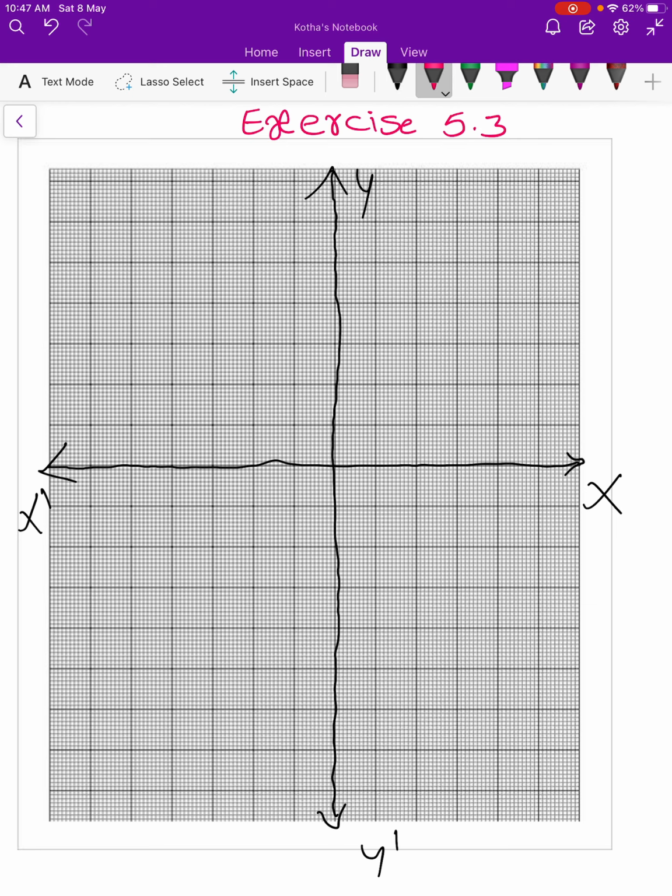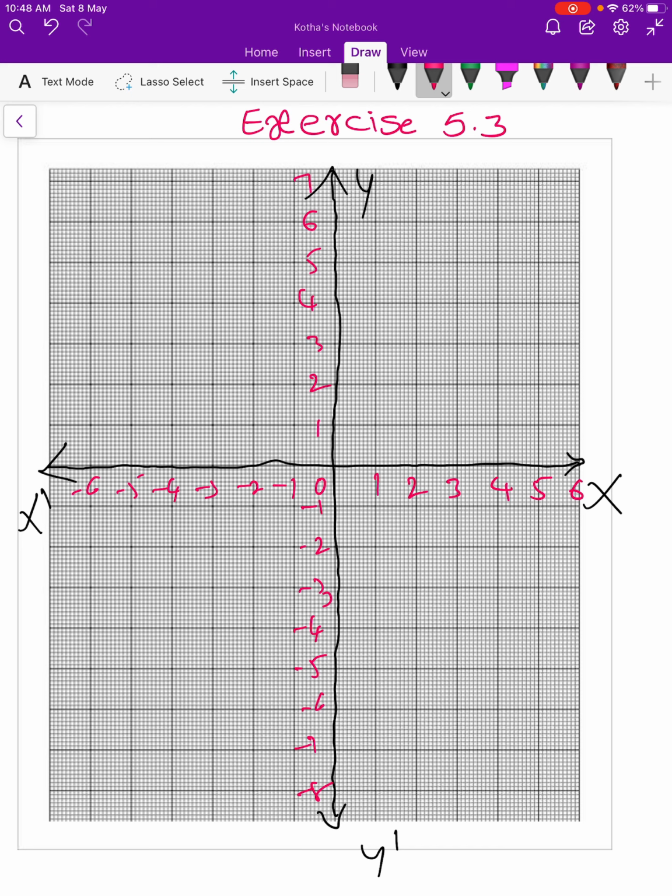Writing the numbers 0, 1, 2, 3, 4, 5, 6. This side -1, -2, -3, -4, -5, -6 and -7 continues. Then 1, 2, 3, 4, 5, 6, 7. Downside -1, -2, -3, -4, -5, -6, -7, -8 and so on. Okay, now let us represent the points one by one.